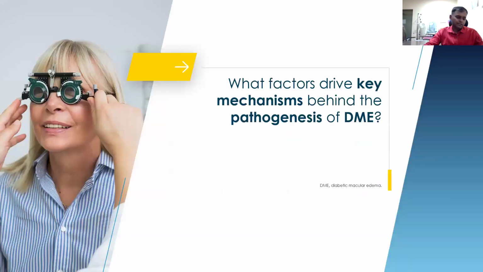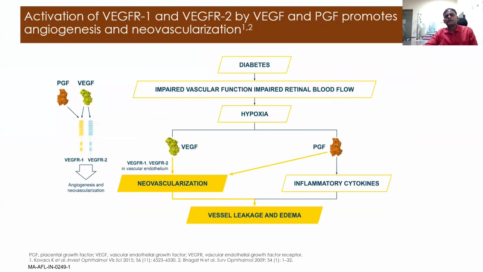So, what are the basic factors that drive the key mechanism behind the pathogenesis of DME? In diabetes, there is impairment in the vascular function, which results in impaired retinal blood flow, causing hypoxia. Hypoxia is the most important predisposing factor for VEGF release and PlGF release, which causes neovascularization, increase in the inflammatory cytokine release, and vascular leakage and edema.